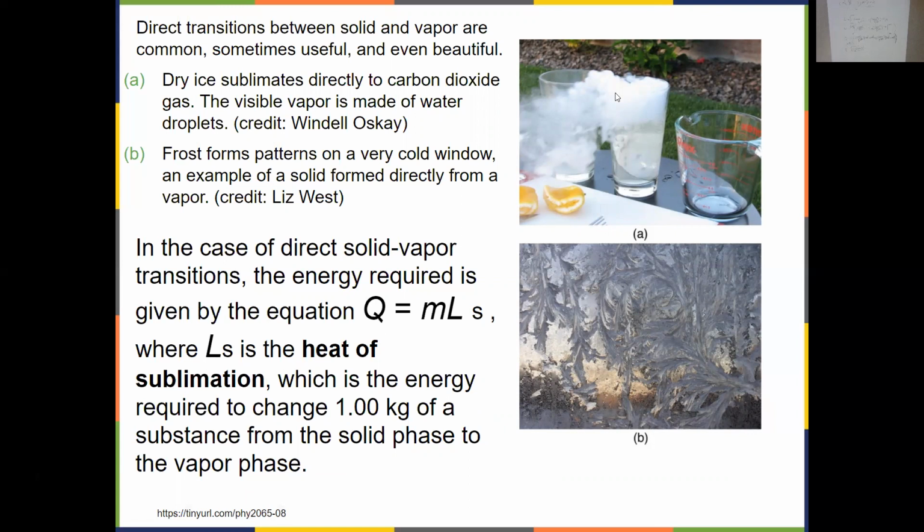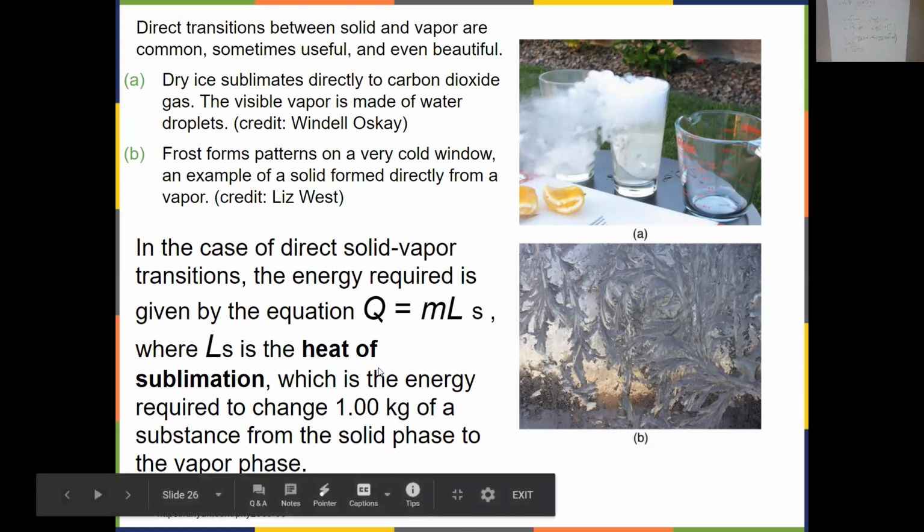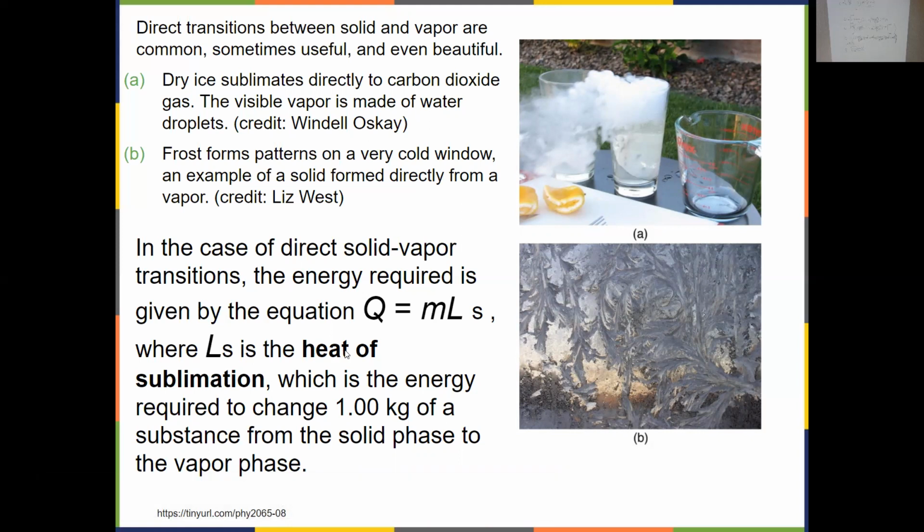So these are two processes you might be familiar with. The latent heat for this phase transition from solid to vapor, or from vapor to solid directly, is called the heat of sublimation. If you need that, you can also look it up in the table.